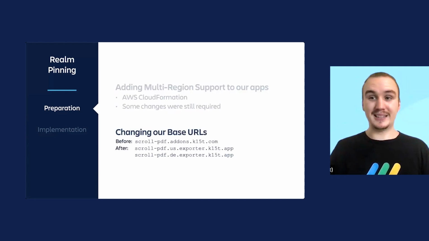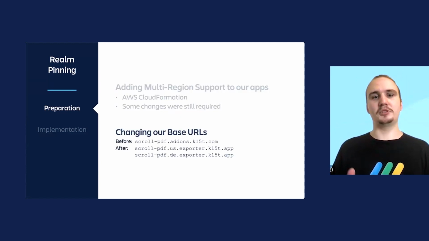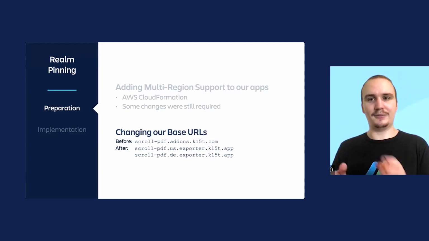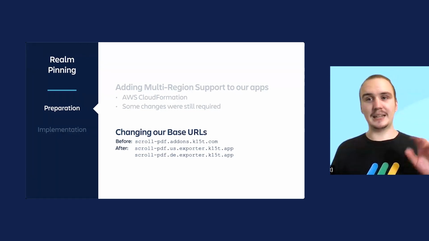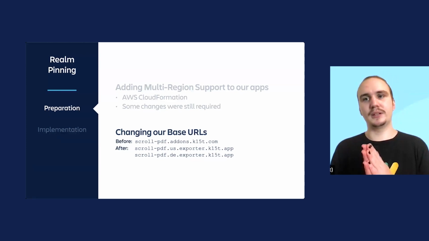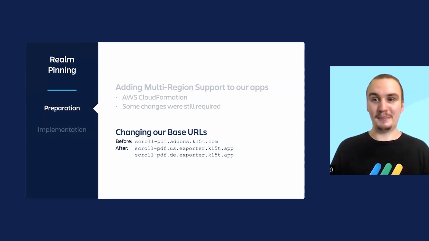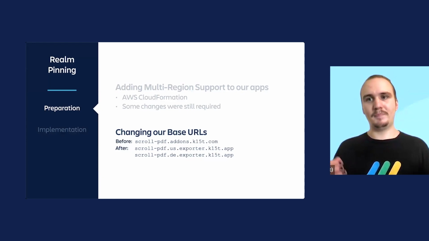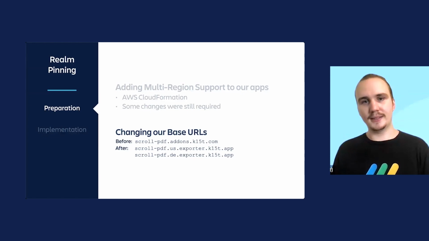Another thing that we did that is not strictly required for data residency pinning is that we changed our base URL. Before, we had the domain scrollpdf.addons.k15t.com for the PDF exporter, but this didn't have any place for us to put a region into. But in order to implement realm pinning, each app in each region needs its own base URL. And we're going to see soon why this is needed.